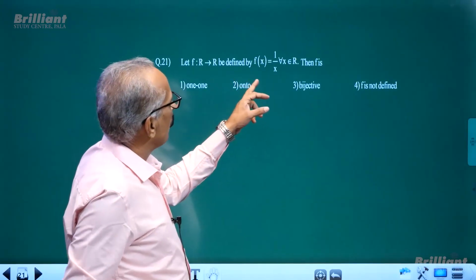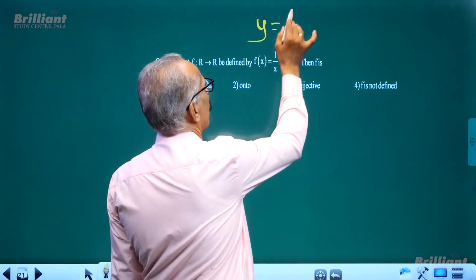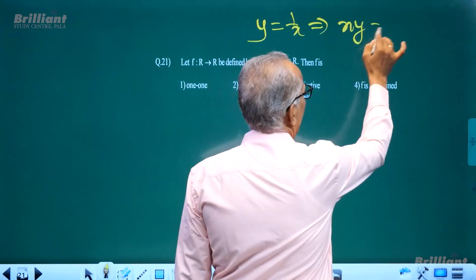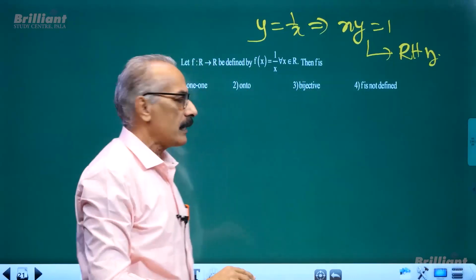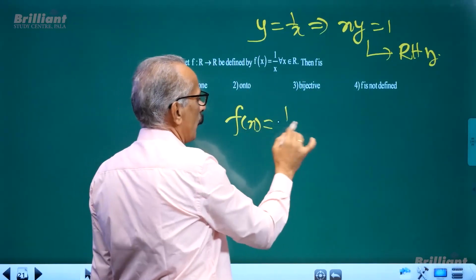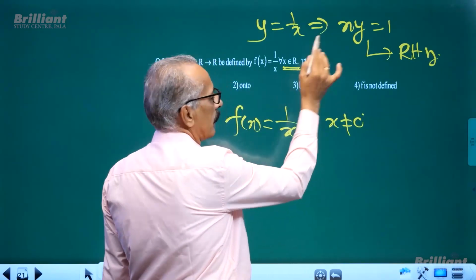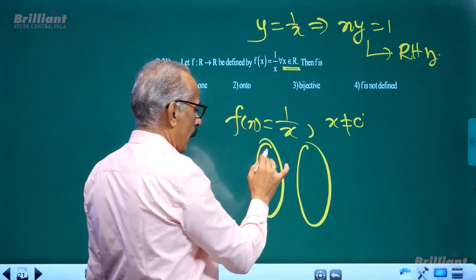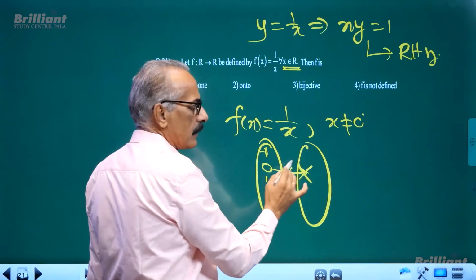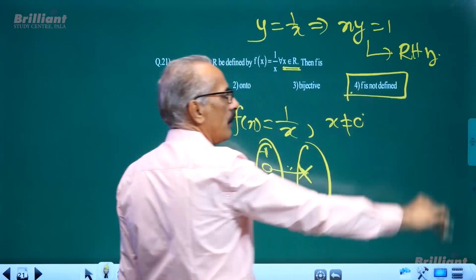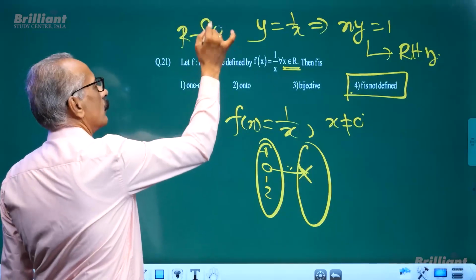f is a function defined by f(x) is equal to 1 by x, meaning y is equal to 1 by x. It means xy is equal to 1. What is it called? It's a rectangular hyperbola, and it is not defined at x equal to 0. So I write f(x) is equal to 1 by x, not defined at x equal to 0, and x belongs to R, they say. That means x is minus 1, 0, 1, 2, 3. But this 0 doesn't have an image. Therefore, this is not at all a function. f is defined only in R minus the set {0}. That could have been given.